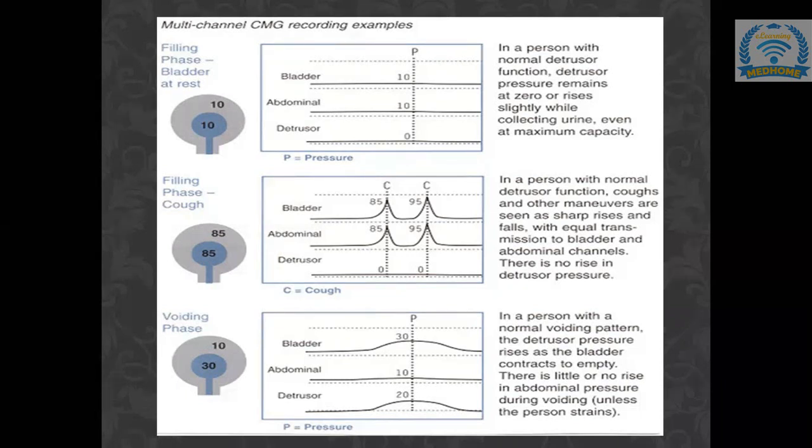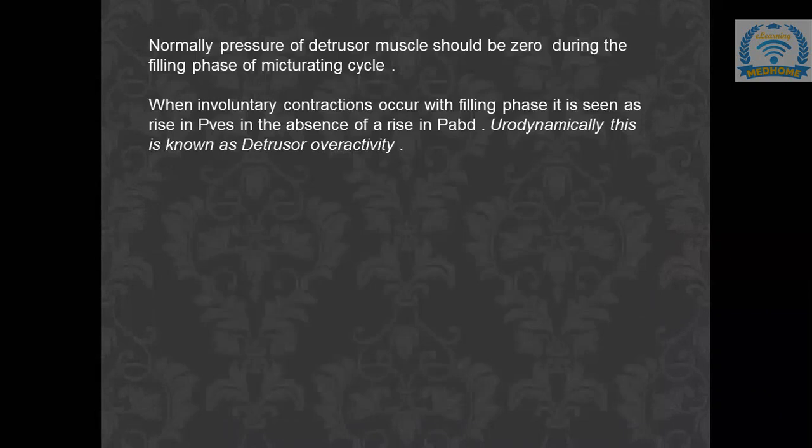So just a repetition of this point. Normally, the pressure of the detrusor muscle should be 0 during the filling phase of the micturating cycle. And when any involuntary contractions occur within the filling phase, it is seen as a rise in the vesical pressure in the absence of a rise in the abdominal pressure. Urodynamically, this is called detrusor overactivity.